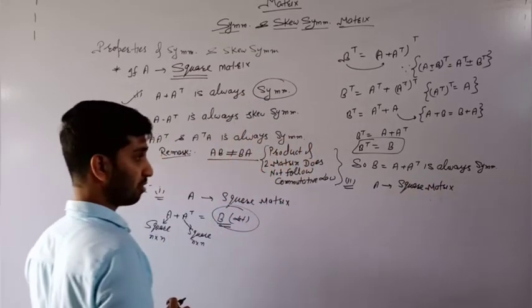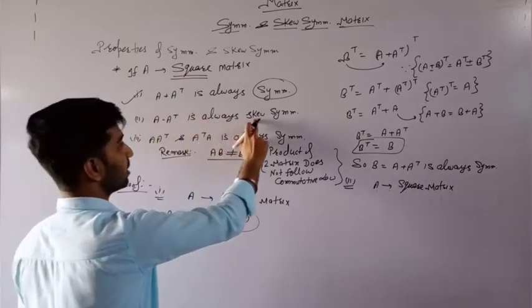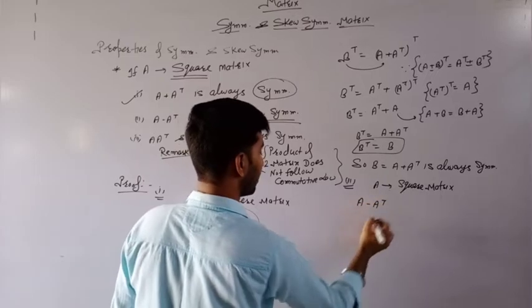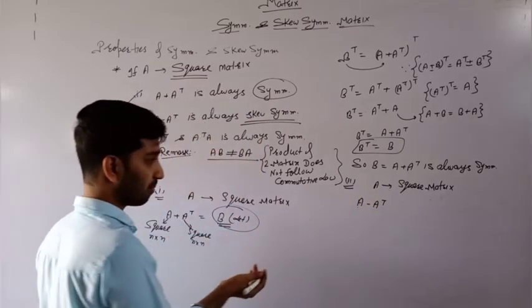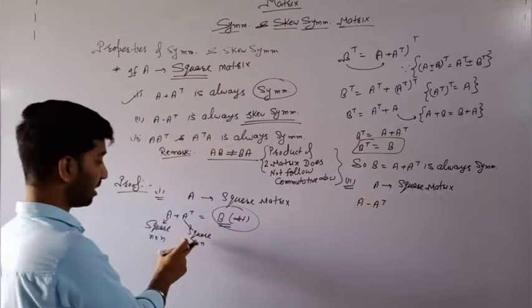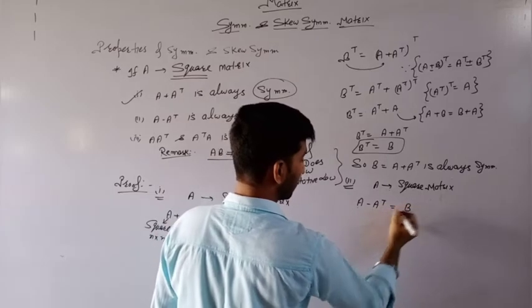A is a square matrix. Now we want to prove that A minus A transpose is always skew symmetric. A is a square matrix of order n cross n. Then A transpose is also a square matrix of order n cross n, and the resultant is also a matrix.